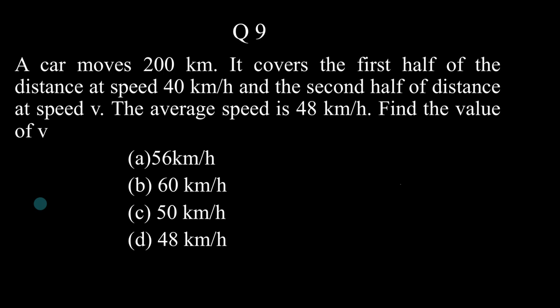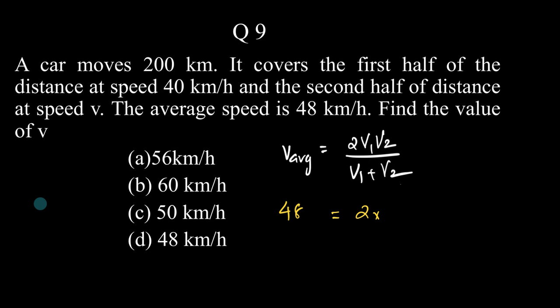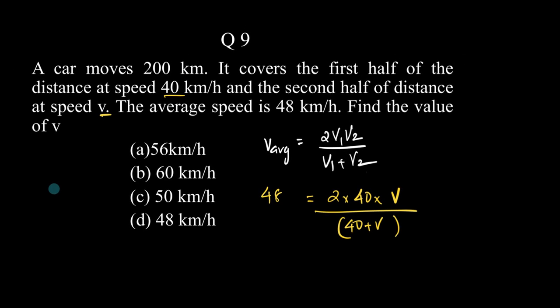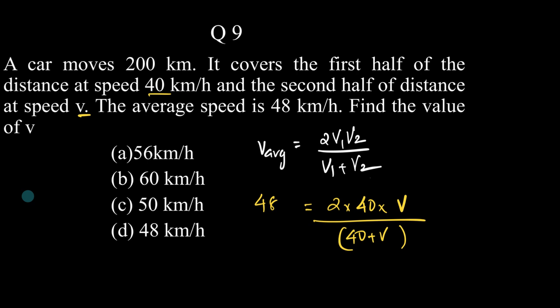Now, if I have to write the answer, I would say that V average is equal to 2 V1 V2 the whole upon V1 plus V2. The given average is 48 kilometers per hour. So we have 2 times the first speed, given as 40, v2 is given as v, whole upon 40 plus v. Let us better cancel both sides of the equation by dividing by 4. So 48 divided by 4 will be 12, 40 divided by 4 will be 10, right?